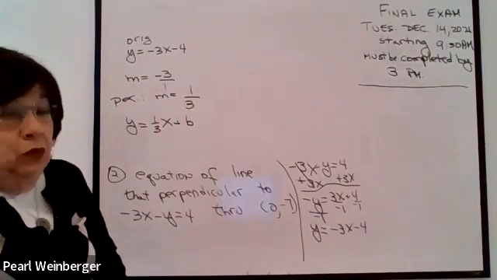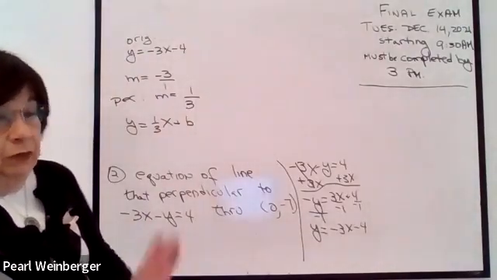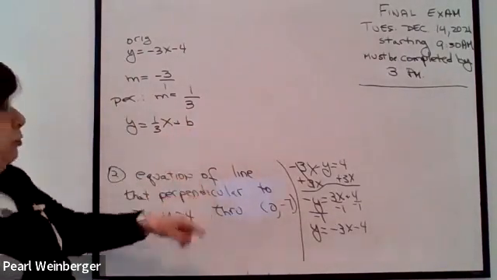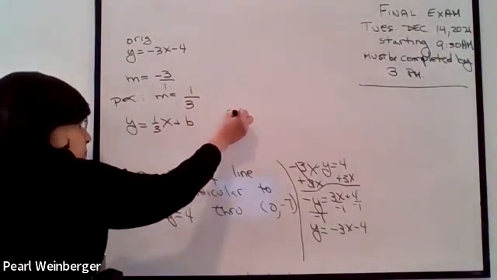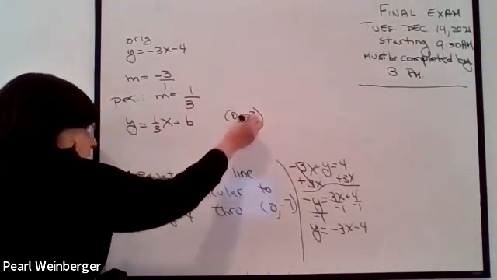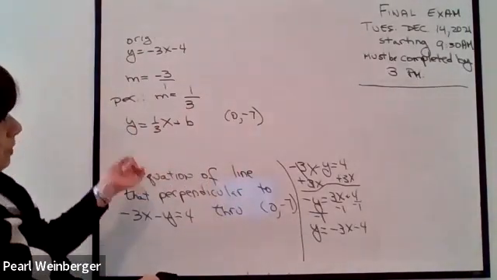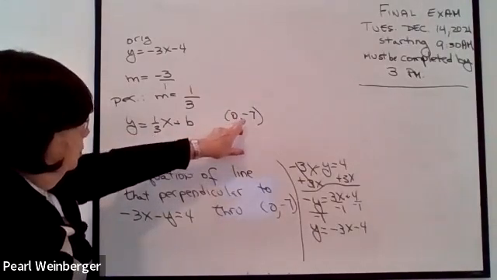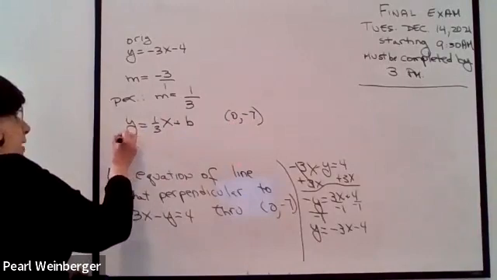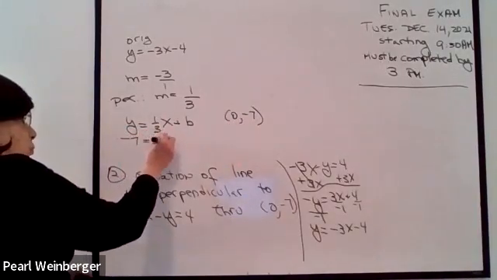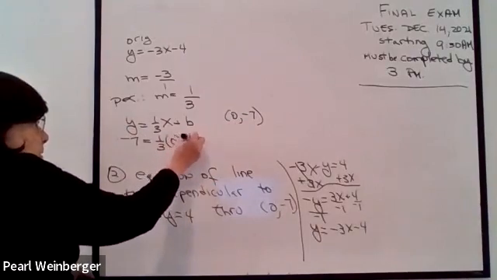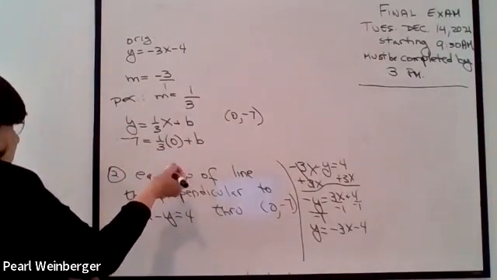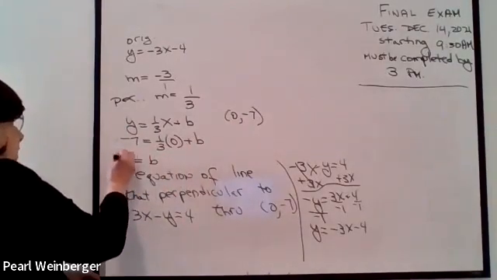And now we want to work on what is the b. We have the slope, but we still have to figure out what the y-intercept is. That's where the fact that it goes through the point (0, -7) comes in. There are two ways of going about it. The normal way is to replace the x with 0 and the y with -7. If I do that, -7 equals 1/3 times 0 plus b. And of course, 1/3 times 0 is just 0. Anything times 0 is 0. So this gives me b equals -7.